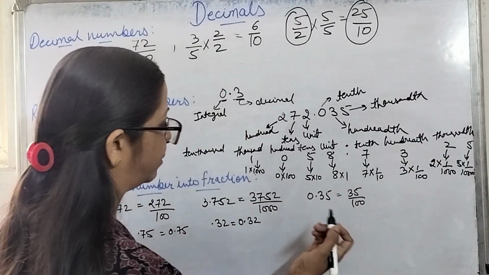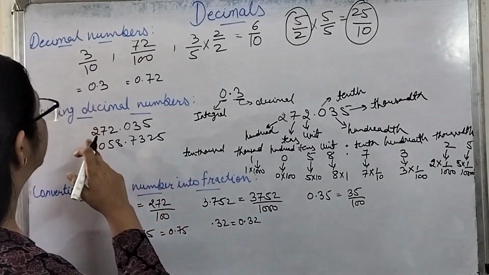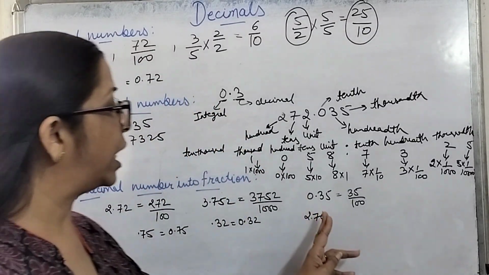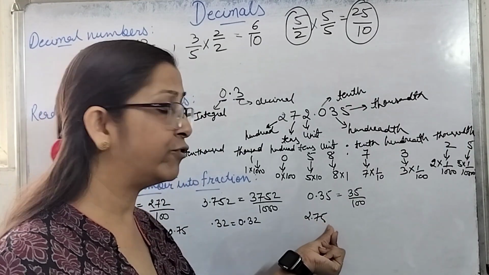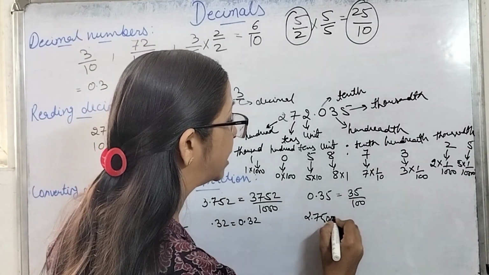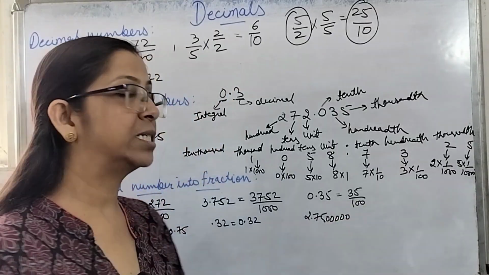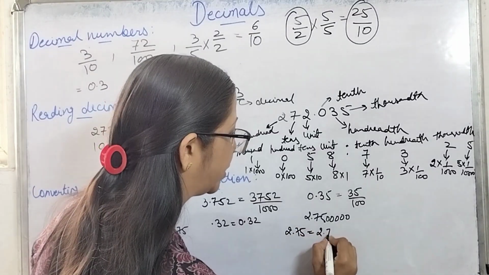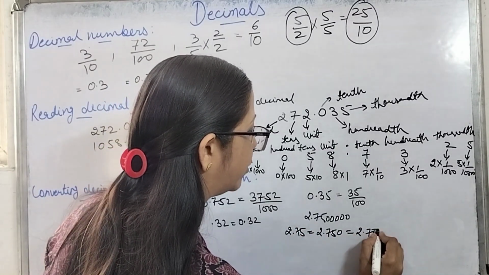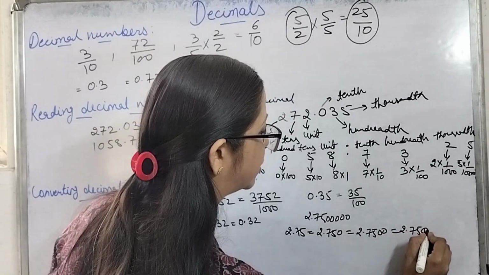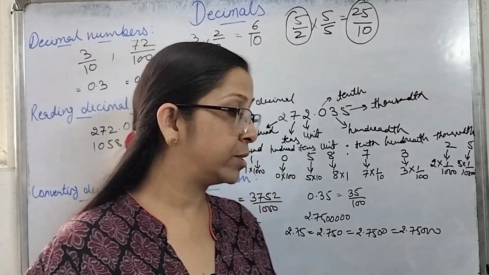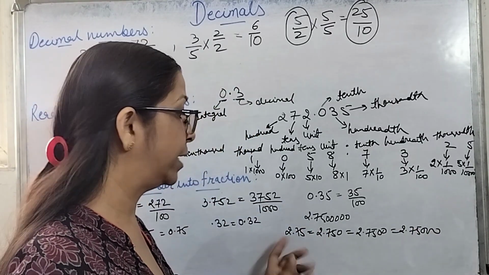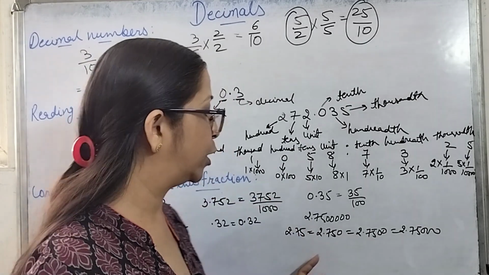Now, suppose the decimal number is 2.75. After the decimal it is 75. If we keep as many zeros as we want, the value of the decimal number is not going to change. So 2.75 is equivalent to 2.750, which is equivalent to 2.7500, which is equivalent to 2.75000. If we add zeros after the decimal at the last position, as many zeros as we want, the value will remain unchanged. The value will remain the same.